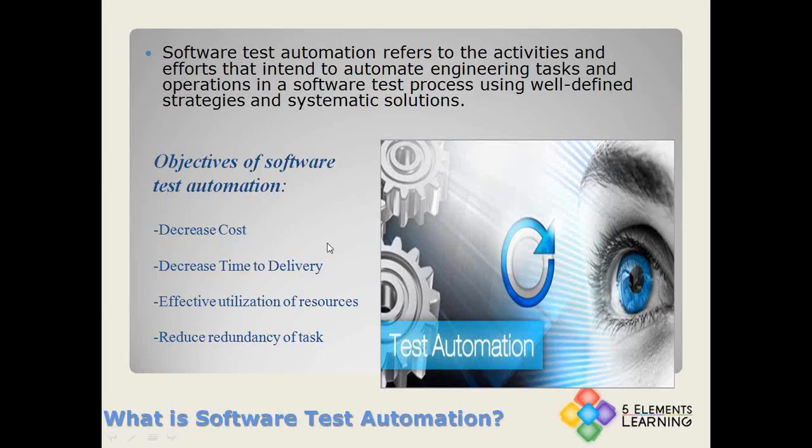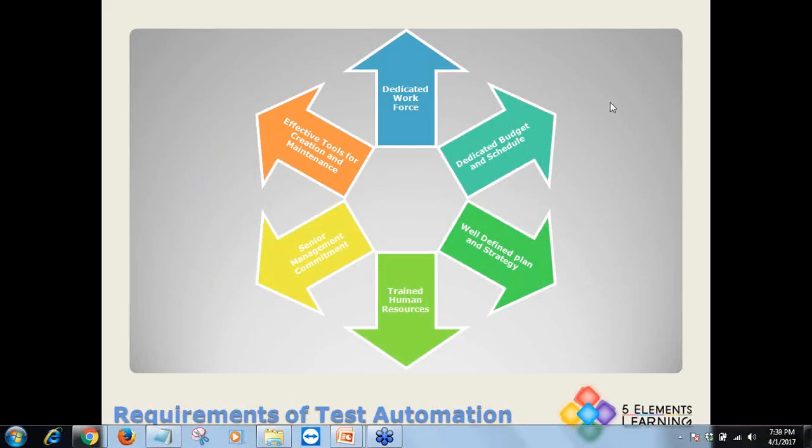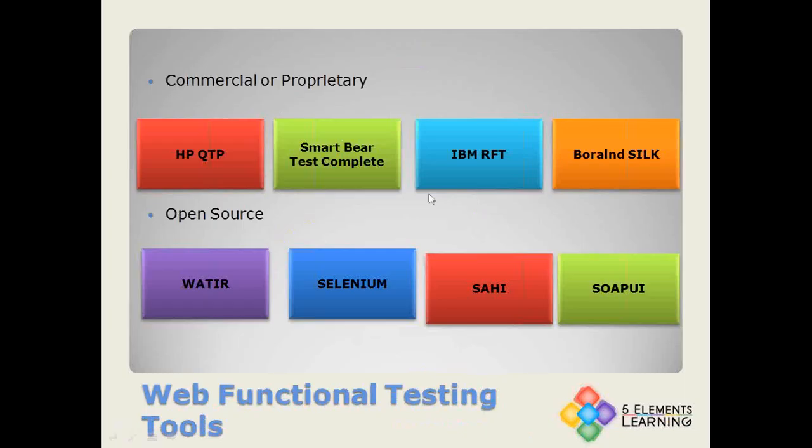Now, what is expected from the software test automation activity? For the software test automation activity, you require a dedicated workforce, a dedicated budget and schedule, a well-defined plan and strategy, commitment from your senior management, effective tools for creation as well as maintenance of your automation suite, and trained human resources.